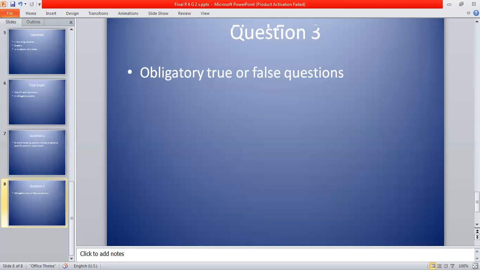These statements are obligatory, and they are about 5 true or false questions, 5 obligatory statements. Of course, the exam is not going to be a bubble sheet exam.